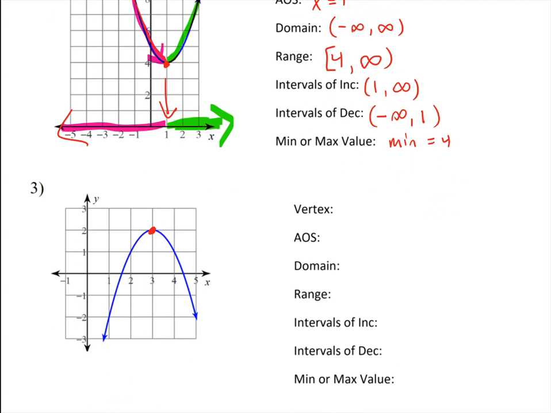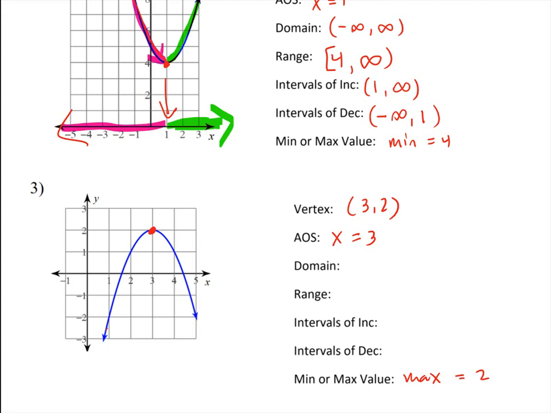So we've got right here, vertex is (3, 2). Axis of symmetry, x equals 3. We're going to have a maximum, and the maximum is the same as the y value of the vertex, which is 2. Now, let's talk about domain.